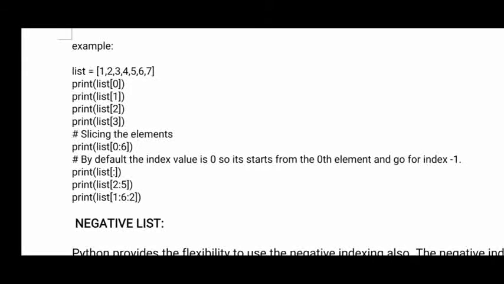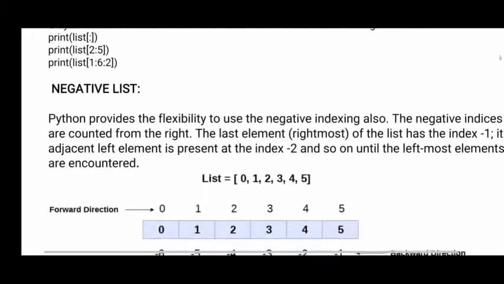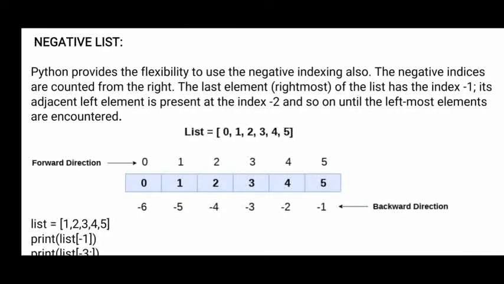Next, 2 to 5: the index numbers 2 to 5, whatever elements are between them are printed, and 5 is excluded. Now the next print, list of 1 colon 6 colon 2, means I want to create a sublist with the elements between 1 and 6, and every index should increment by 2, meaning alternate elements will be printed. These are all parts I have explained in arrays. Once you go through that, the negative list, see, just know what I have explained, no?